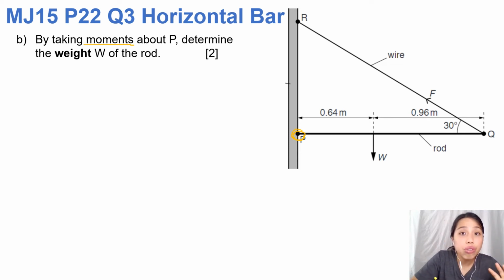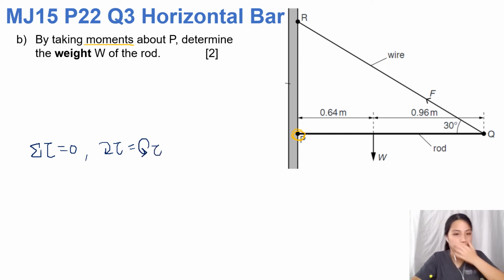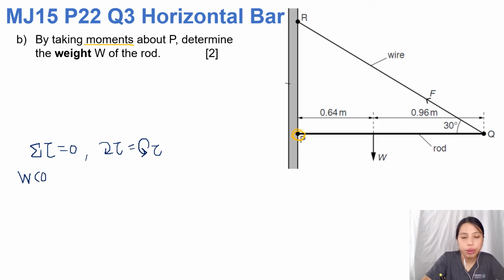But firstly, this rod is in equilibrium, so you can say your net torque is 0. Or you can say the clockwise moments equal the anti-clockwise moments. Okay. Clockwise moments, what do we have? Just W times, how far is it from P? 0.64, equals the anti-clockwise. What is the anti-clockwise moment?